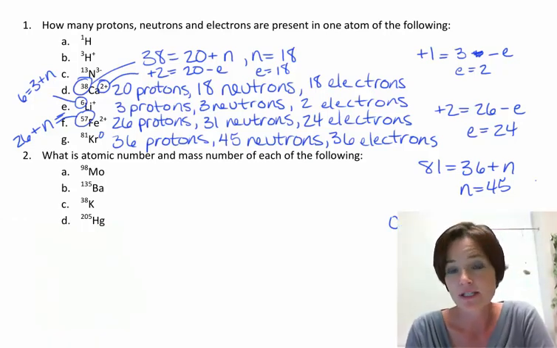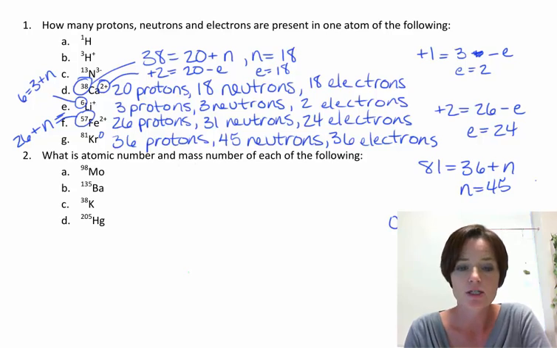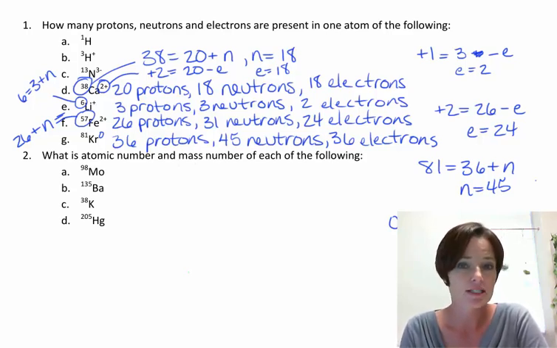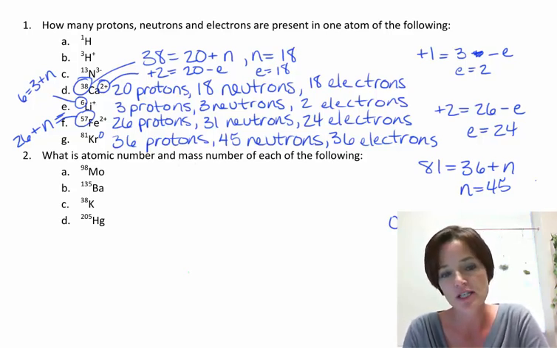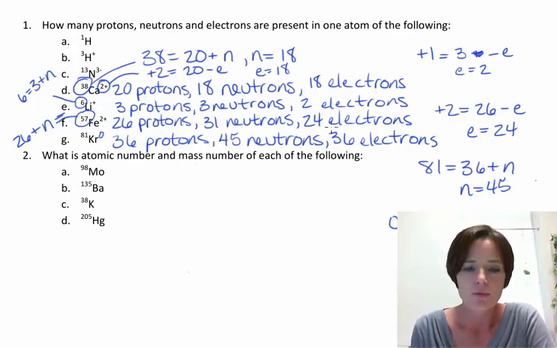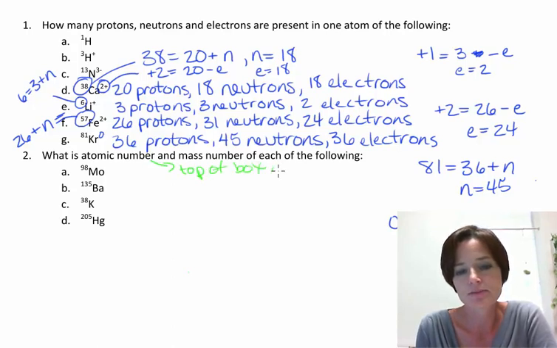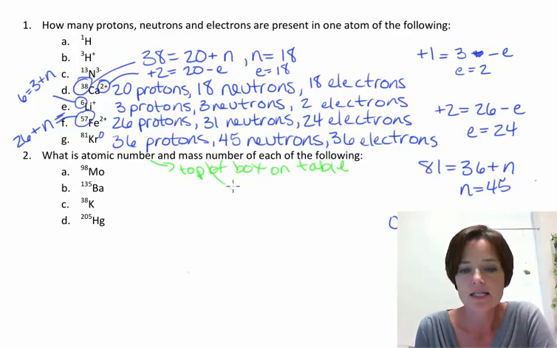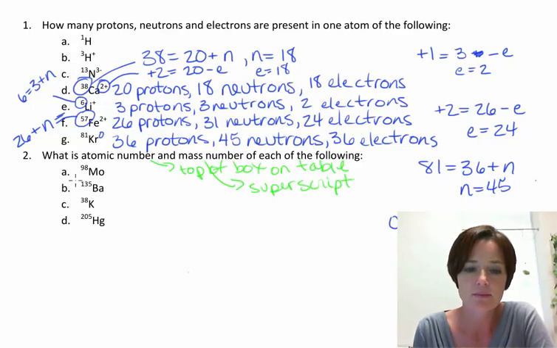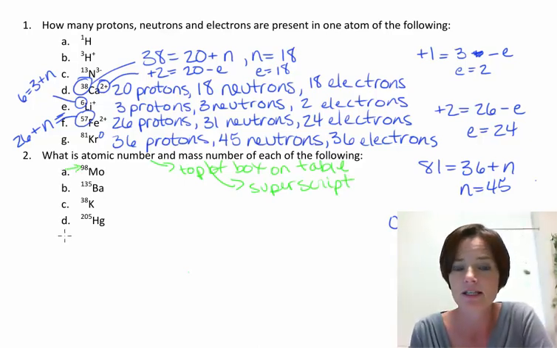Question 2 is going to be easier really than question 1 was. So in question 2, we're looking for just the atomic number and the mass number for each of these listed molecules. Recall that the atomic number is the top of the box on the periodic table. And the mass number is the superscript that you have next to the symbol. So in other words, something like this.